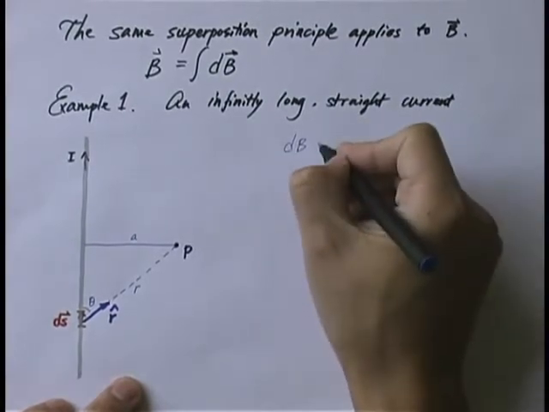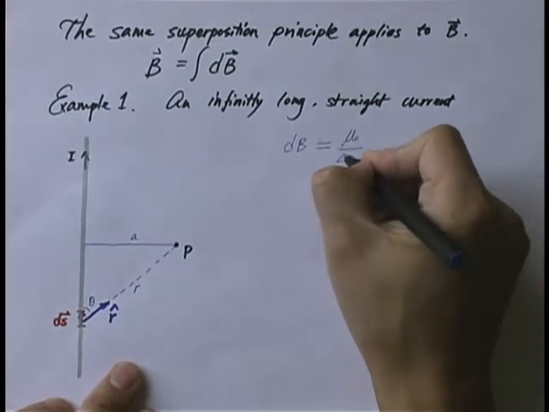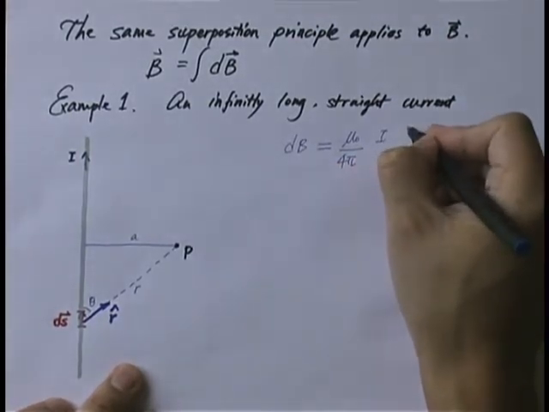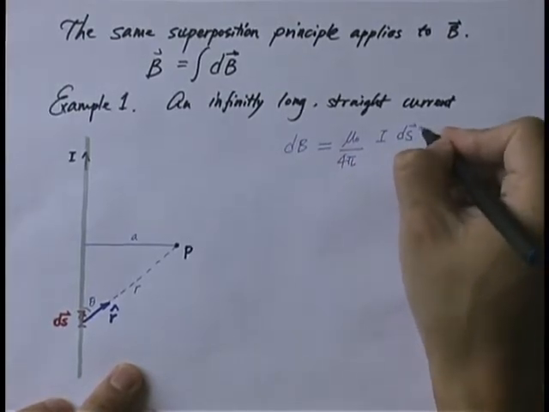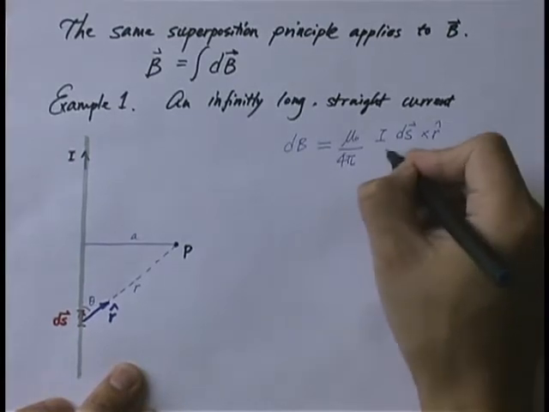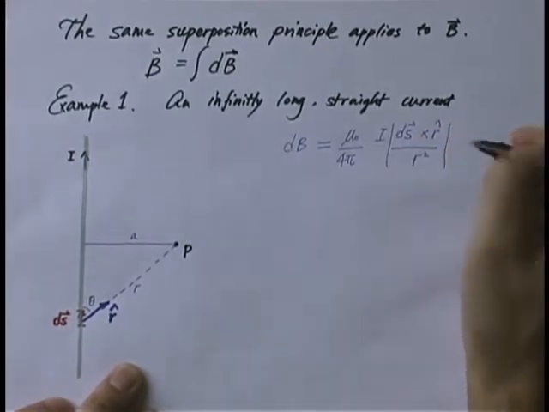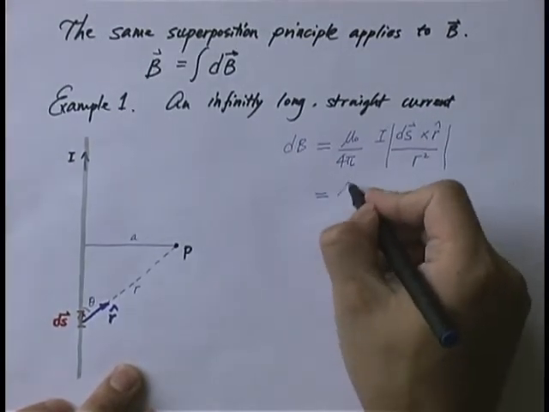What's that equal to? Well, dB equals, by Biot-Savart's law, mu naught over 4 pi, that's the constant, I ds cross r over r squared. And let me find the magnitude, because I only have to add the magnitudes up. Okay, let's see what we get.